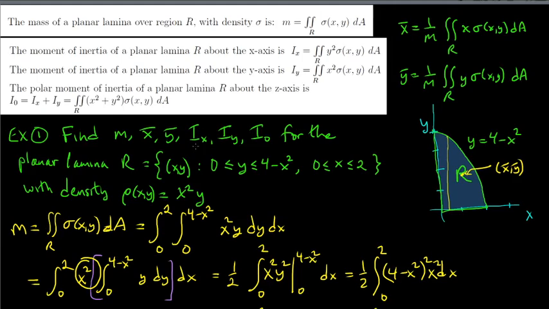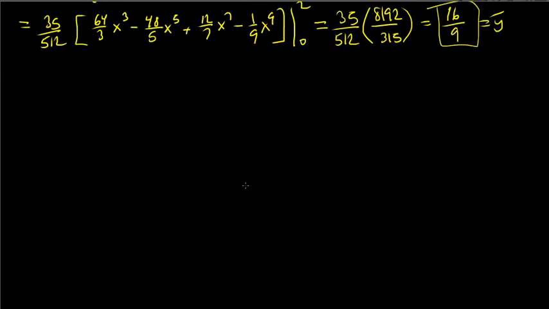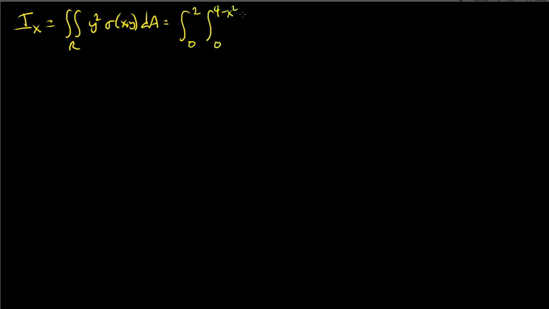And we're only half done. We got to do Ix, Iy, and I0. So Ix first. Ix is, so it's the double integral of y squared times the density. And again, the density is x squared y. So I think we're going, again, from 0 to 2, 0 to 4 minus x squared. Yes, so x squared times y cubed.